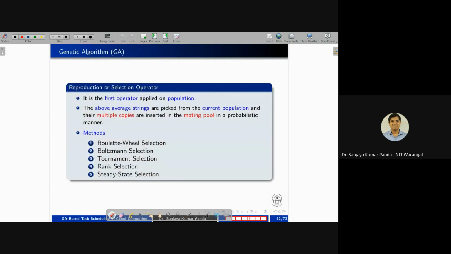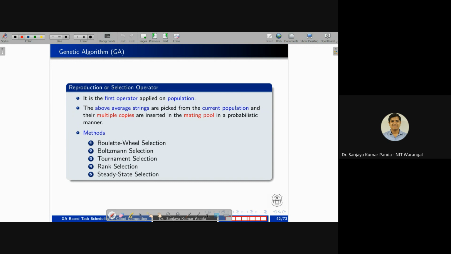Okay, so coming to the selection operators. There are a number of selection operators we have, and selection is the very first operator that we apply to the population. The main purpose of selection is, in many cases there are three different types of population you will get: above average, average, and below average. Generally, below average populations we discard, above average populations we create multiple copies of, and average populations we keep as they are. I'll tell you some of these methods so that you can understand how the selection process is done.